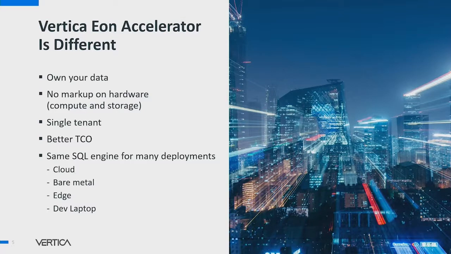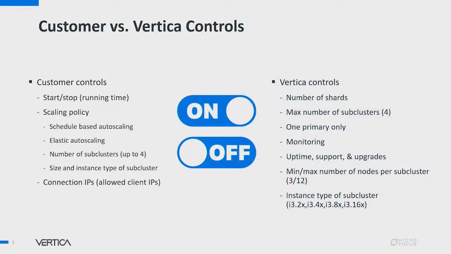And there's a good old Eon engine behind the scenes, which you customers have fallen in love with. So within Eon Accelerator, as a customer, you get to control start and stop for your databases. You get to control the scaling policies, such as schedule-based autoscaling or a fully elastic autoscaling. You get to choose the number of subclusters you want in your database. You get to choose the size and instance type of your subcluster. And you get to choose the incoming IP address rules for your database.